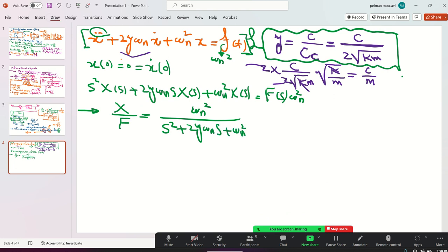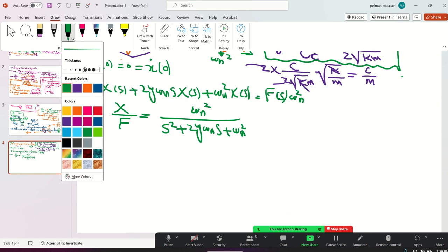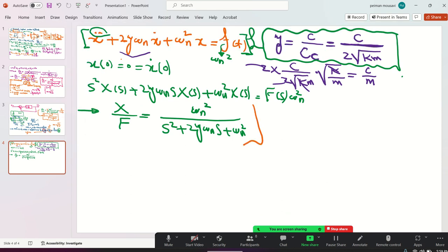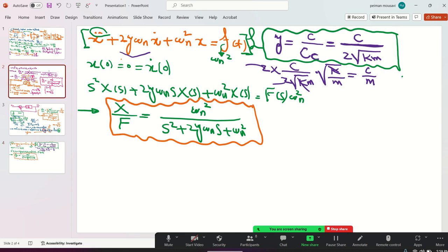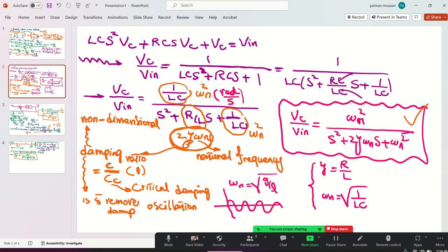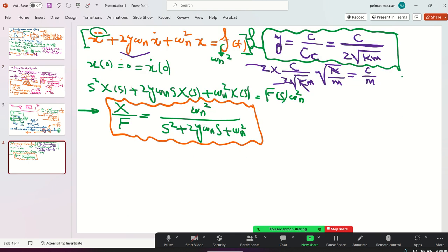Oh, have you seen this? Yes, 10 minutes ago for the RLC circuit from the electric circuit 1 course. So they are the same system dynamically. Here your closed loop transfer function was Vc over Vin, the same statement, but zeta and omega have different values. Here zeta is c over 2 square root of k m, and the natural frequency omega n is the square root of k over m.